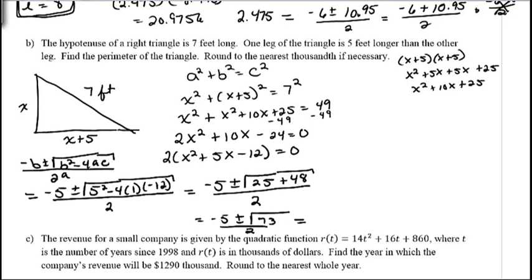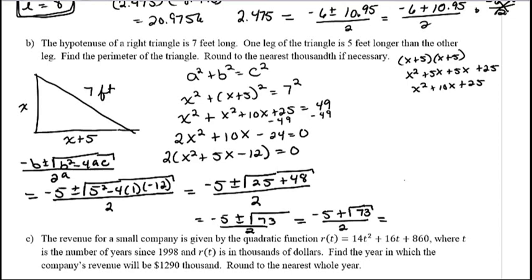And again, we don't need to consider the negative 5 minus the square root of 73, because that's going to be a negative result. And we're looking at a length, so we only want the positive one. So let's figure out what this is.